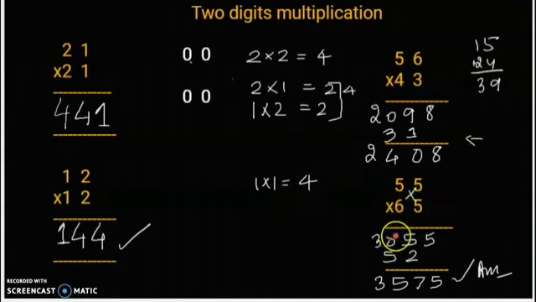Again, 6 times 5 is 30 and 5 times 5 is 25, and 30 plus 25 is 55. You can see over here I have written 55. And finally 5 times 5 is 25. So that is written and that is your answer: 3575.